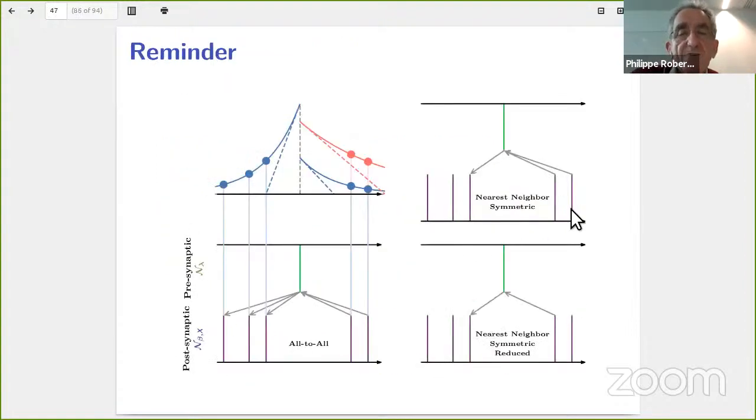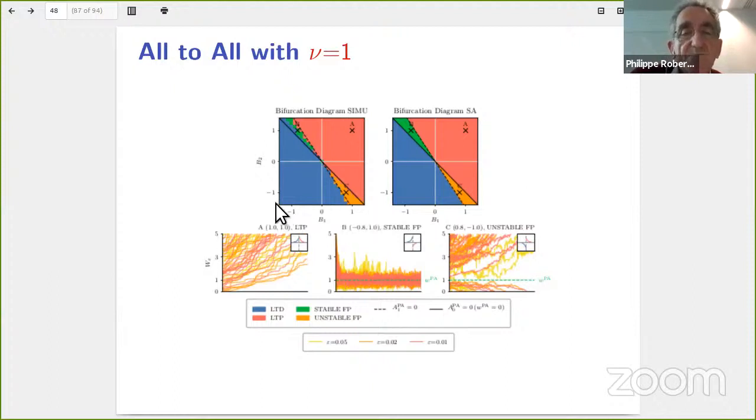In the drawing I have here, B1 is on this axis, and B2 is on this axis. You can see that with B1 and B2 positive, we have a red zone, meaning that if you start from this zone, then your synaptic weight is going to infinity. If you start from this region, like the green one, then you converge to some fixed point. There is also this region where it's an equilibrium point, but which is not stable. If you start above, then you diverge to infinity, and if you start below, you just go to zero. It vanishes. And if you start from the blue zone, then you converge to zero. So this is what we have in the all-to-all mechanism with an external input of rate 1.